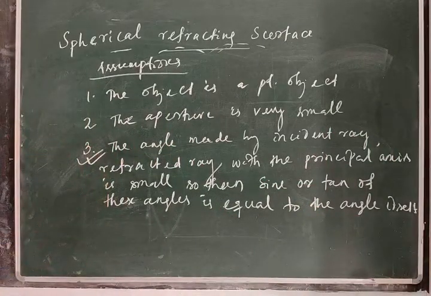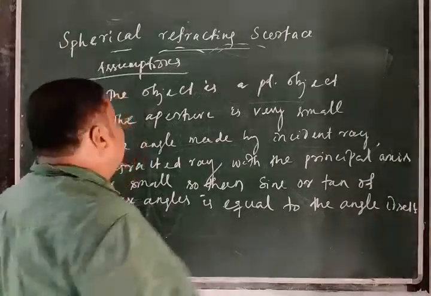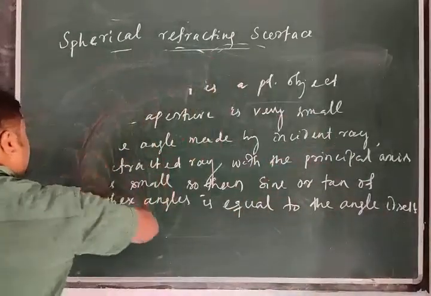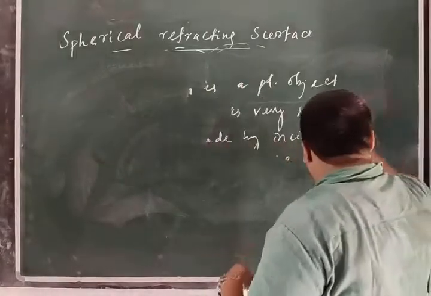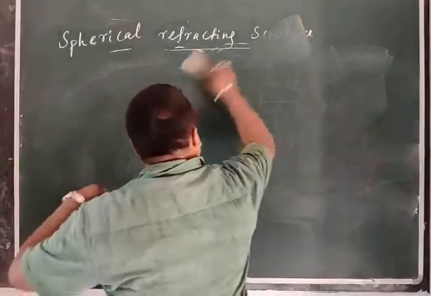That is the importance of taking this assumption. Okay. So with these assumptions, now we will derive the cases of refraction through a convex refracting surface.